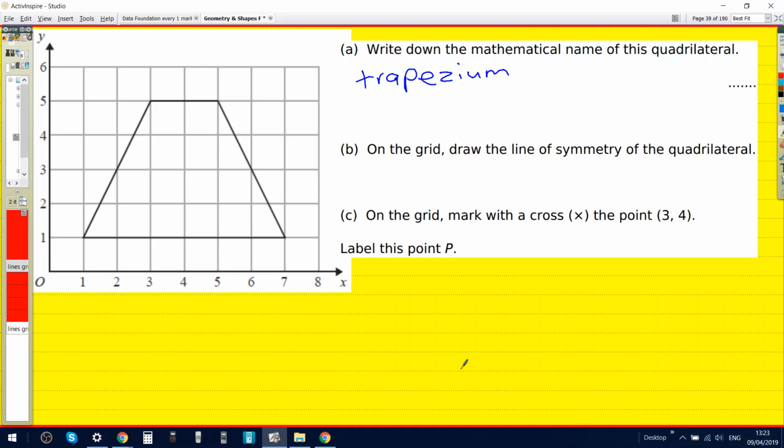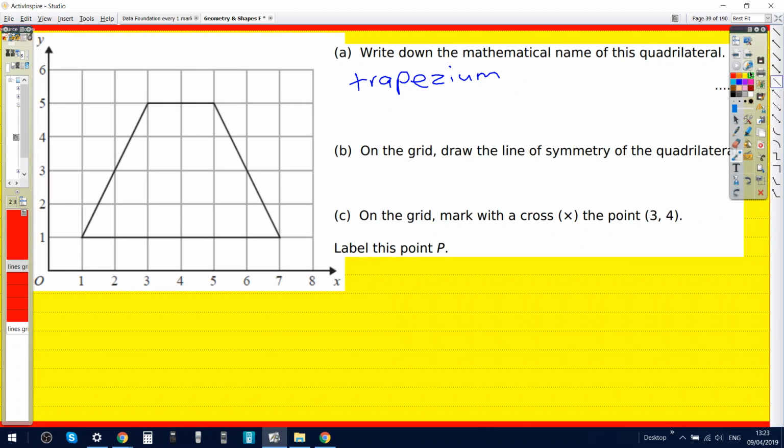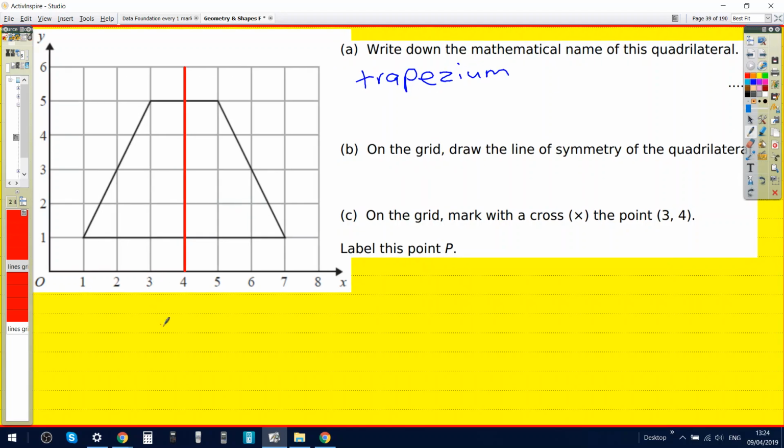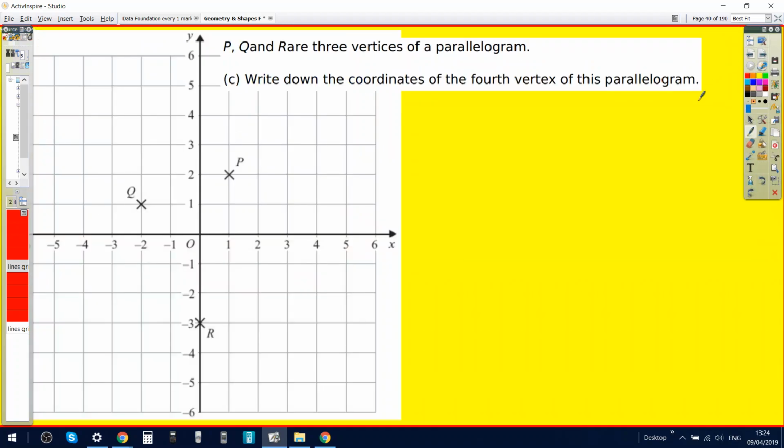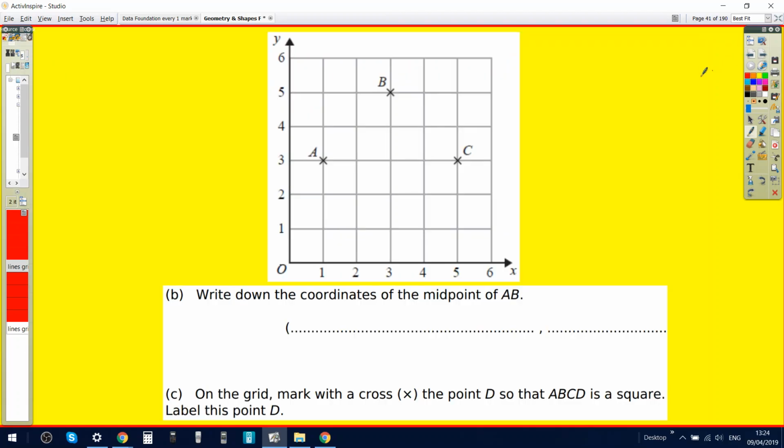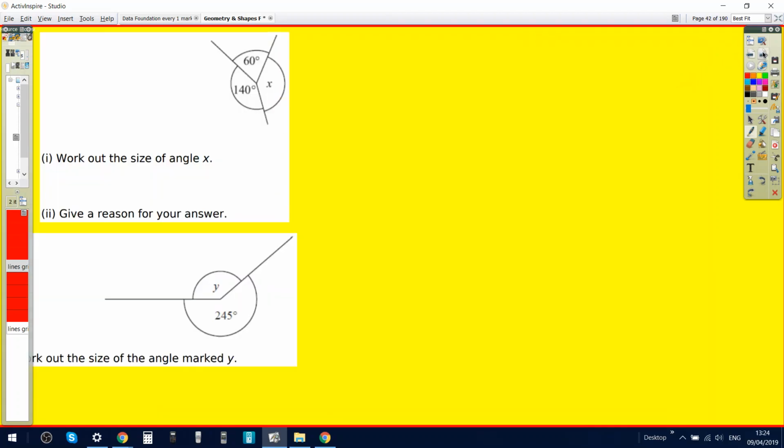Okay, B. On the grid, draw a line of symmetry. So that would be right through the middle. What would be its equation? It would be 4. It would be x equals 4. Yeah, they didn't ask for that. That's just a bit of extra. Oh, okay. And that's fine. So that time, yeah, that's okay. Midpoint, square. Okay, let's try these.